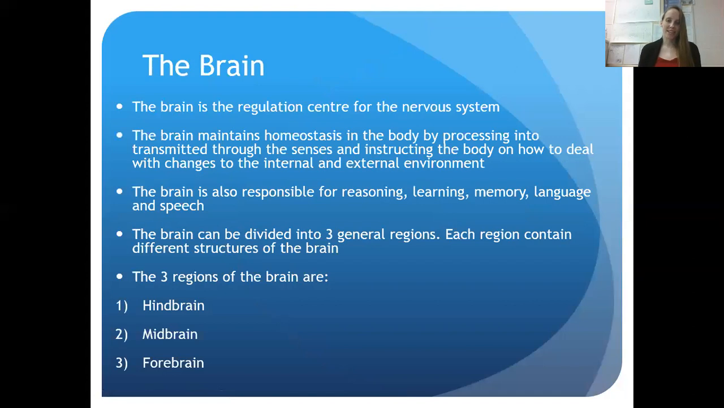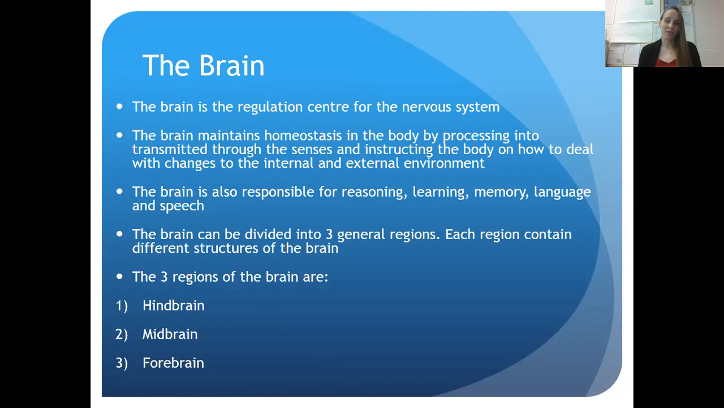So the brain is the regulation center for the nervous system. It regulates pretty much everything that happens in the nervous system except for our reflex arcs, which are controlled by the spinal cord instead. The brain maintains homeostasis in the body by processing and transmitting information. So it's going to process information that's coming from your senses and then transmit kind of like directions on how to respond to that information to your muscles or glands and other effectors. This is how we deal with changes to not only our external environment, but also our internal environment.